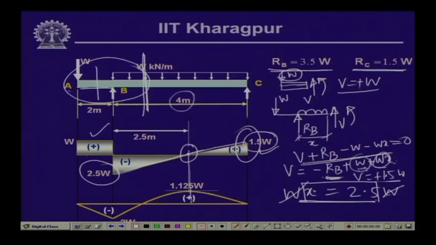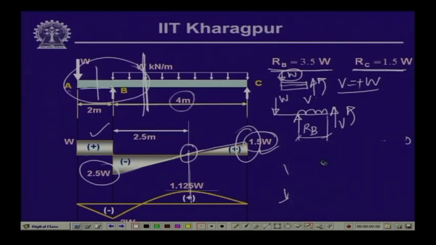Now, if we compute the value of the bending moment for different segments, if we take the moment from this particular free body diagram, at this free body you see M is equal to W times x. Now M and W are in the same direction, so M is equal to minus W times x. When x is equal to 2 meters, M is equal to minus twice W. So, this is what is indicated over here. The magnitude of this moment is twice W.